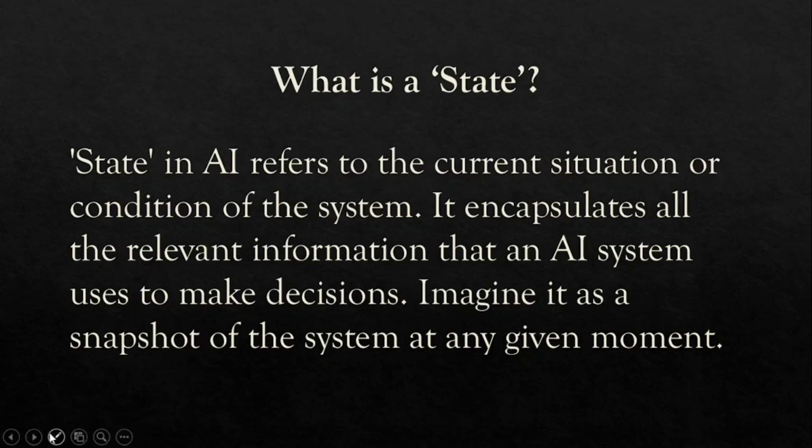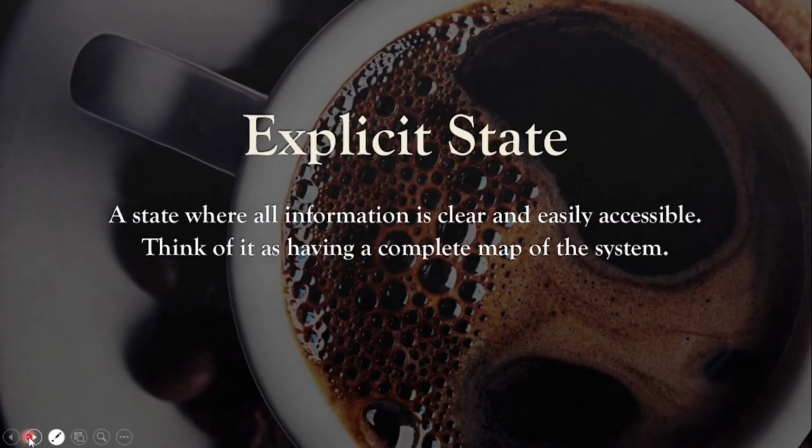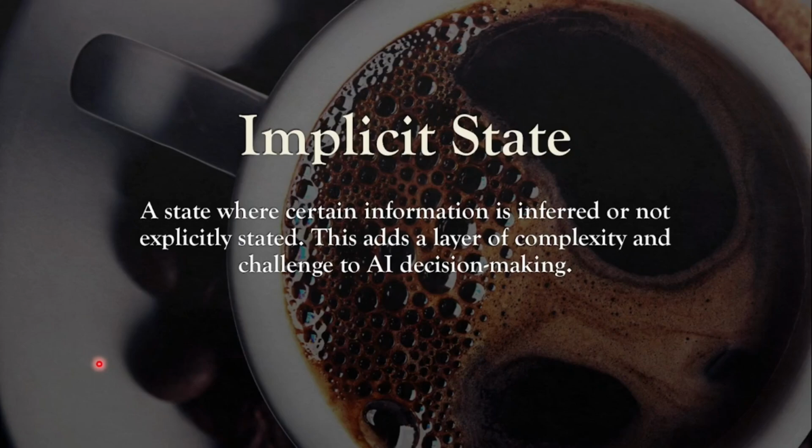A state can be of several types. Firstly, we have explicit state, where all information is clear and easily accessible. You can imagine it is like having a complete map of the system. This is known as explicit state. On the flip side, there is a state where certain information is inferred. This adds a layer of complexity and challenge to AI decision making. In short, for implicit state, some information is hidden. In implicit state, we have to make a guess regarding certain information, and due to this, it adds a layer of complexity to the AI decision making process.